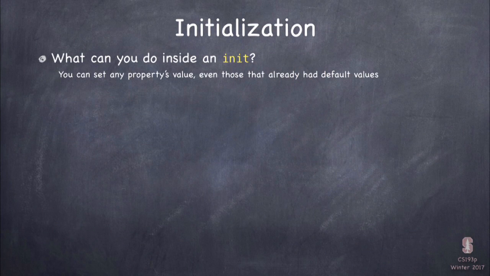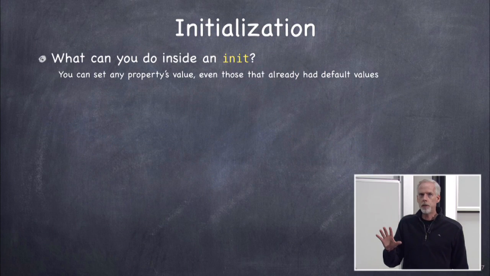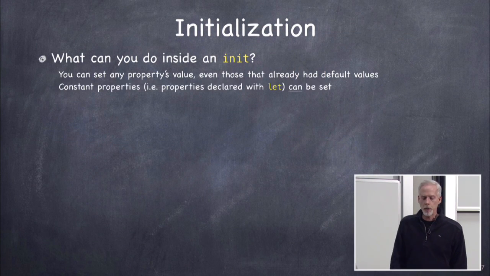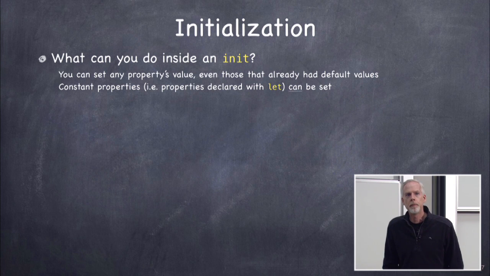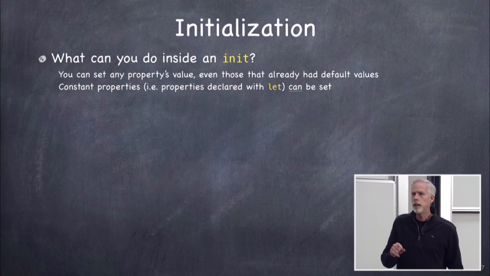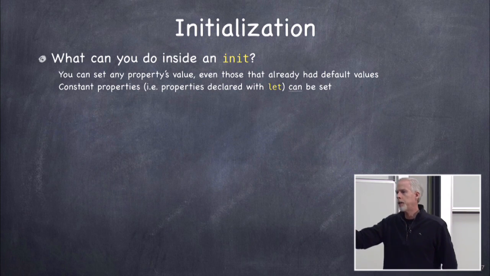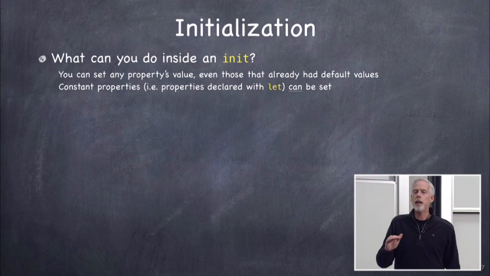What can you do inside of an init? I'm going to start going fast here. One, you can set any property's value. Even if that property already had its value set, you can reset it to something else. You can set lets. So even if you have a let that's got let x equal 5, you can still reset it in your init. Your init is allowed to set lets.